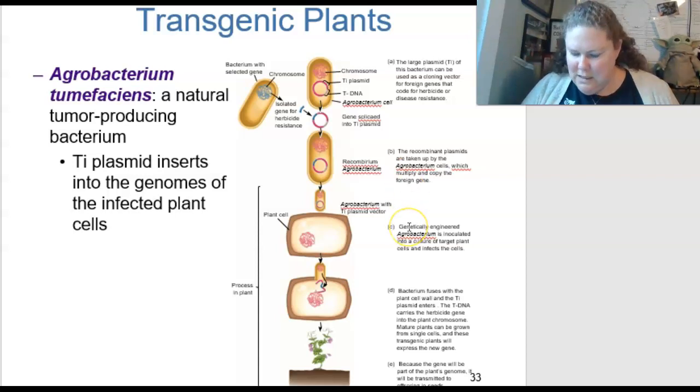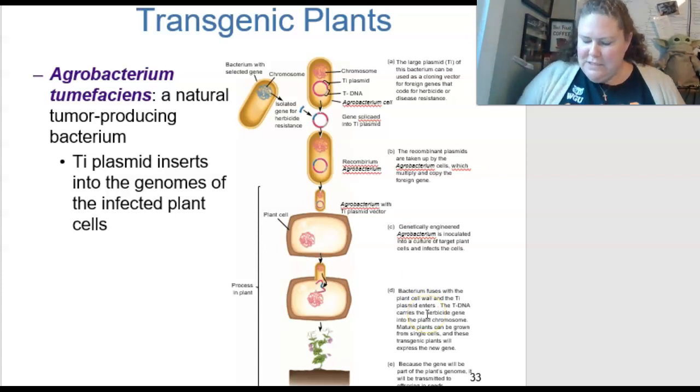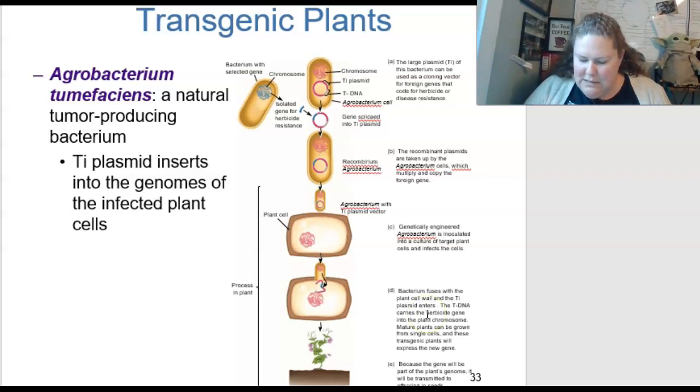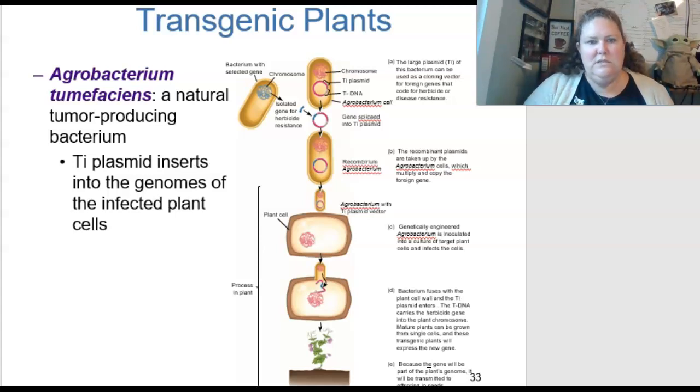And then down here in C, the genetically engineered Agrobacterium is inoculated or injected into a culture of target plant cells, and this would then infect the cell. Down here in D, the bacterium fuses with the plant cell walls and the Ti plasmid enters. Then the T-DNA carries that herbicide gene into the plant nucleus. Mature plants can be grown from single cells, and these transgenic plants will express the new gene. Finally, because the gene will be part of the plant's genome, it can be transmitted to the offspring by the use of seeds. So we can use this a lot, and it can be very, very helpful.